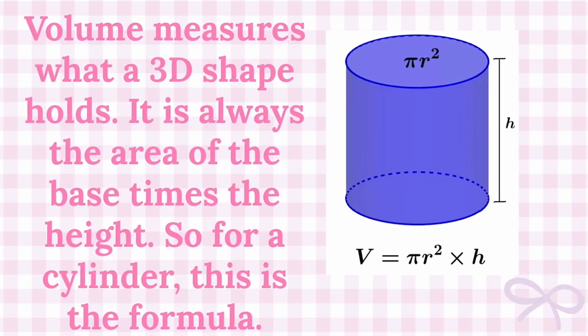So volume measures what a 3D shape holds. It is always the area of the base times the height. So for a cylinder, this is the formula. Again, the volume is how much the shape holds. So the volume is equal to pi times r squared times the height. Pi times r squared is the area of a circle. So since the base of a cylinder is a circle, we find the area of the circle and then multiply it by the height.